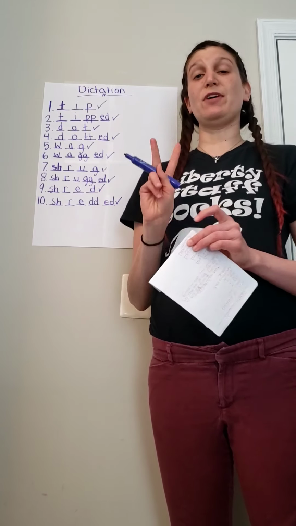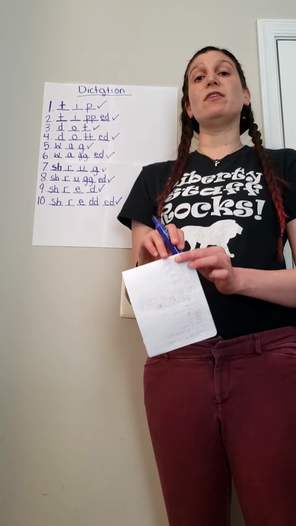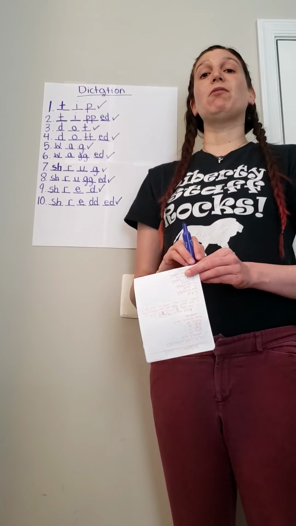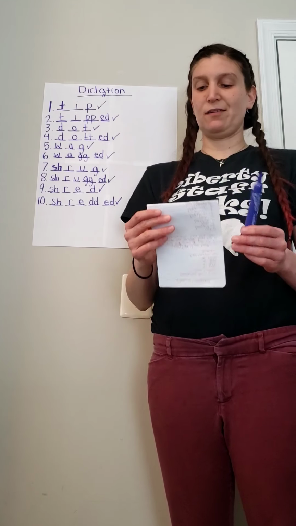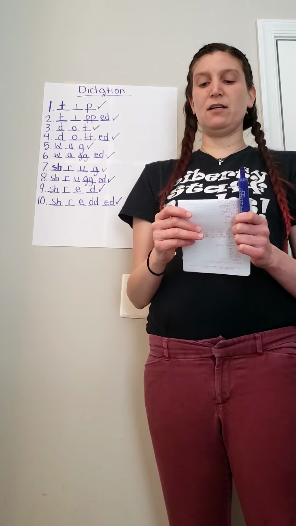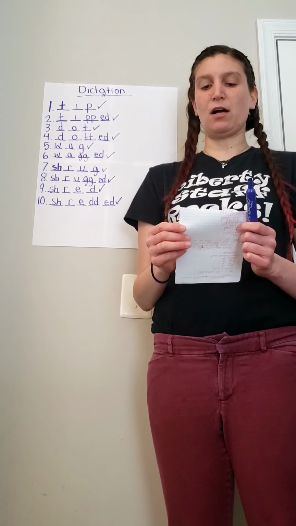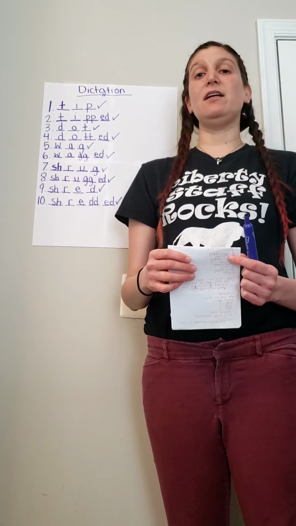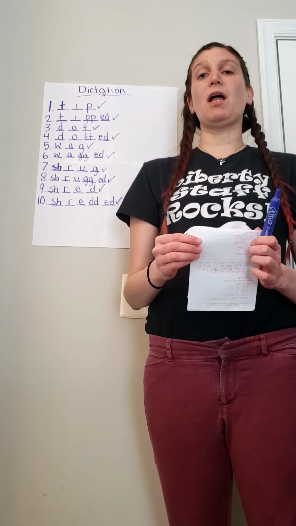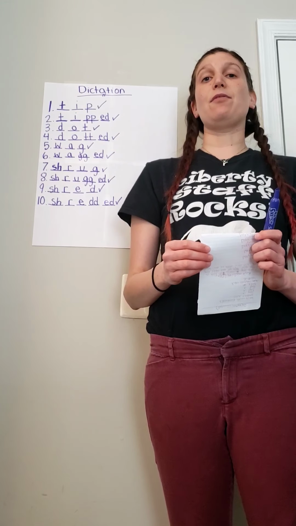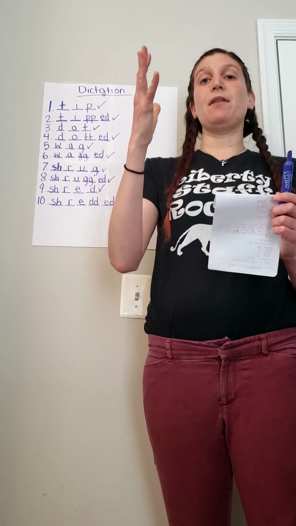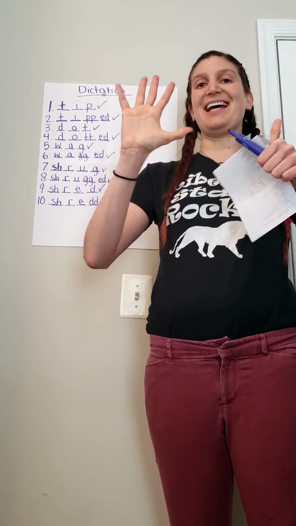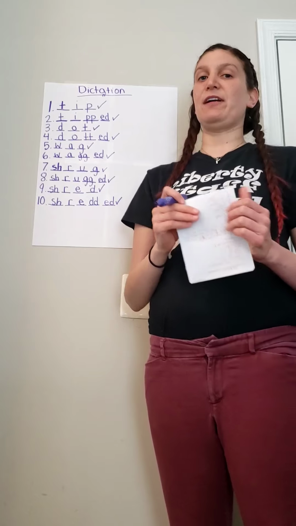Time for our sentence. I will say it 2 times, then we will count the number of words. We will write lines for each word, then we will write our words. The band marched up the block. The band marched up the block. Let's count the number of words. The band marched up the block. 6.